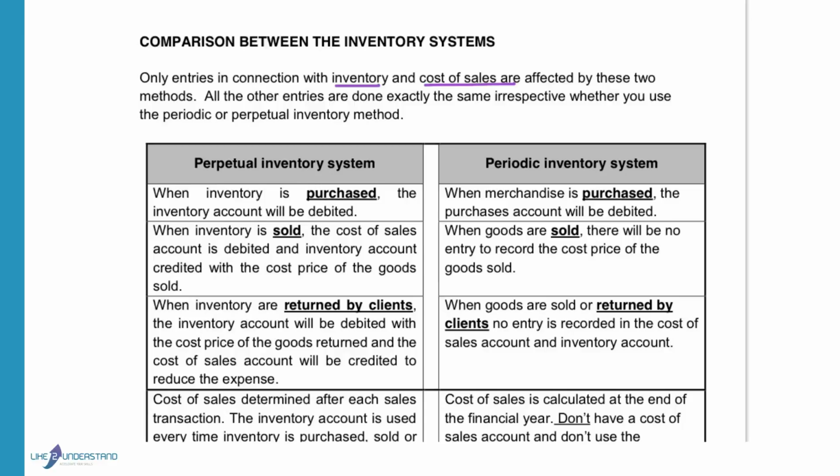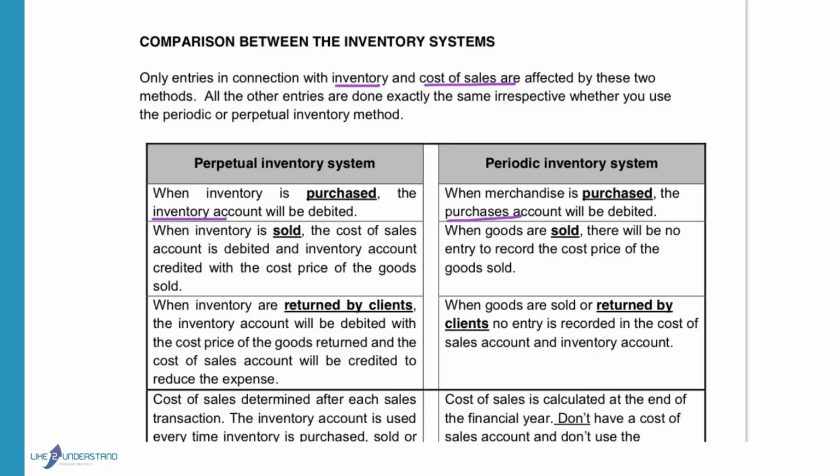When inventory is purchased, the inventory account will be debited in the perpetual system. When inventory is purchased, the purchases account will be debited in the periodic inventory system because you are not allowed to use your inventory account. Inventory is an asset, purchases is an expense.